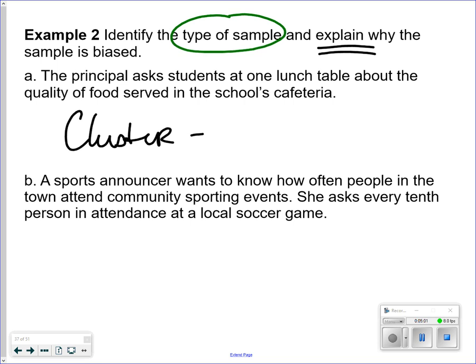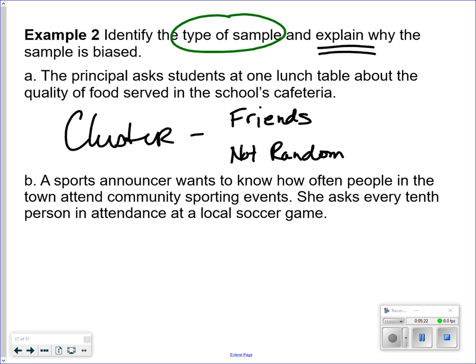There's a lot of reasons why this might be considered biased. You're talking about all of them could be friends, so they're going to have similar viewpoints. It's not random for that matter. Okay, so anytime you don't have something that's random, again, there's some type of bias involved.